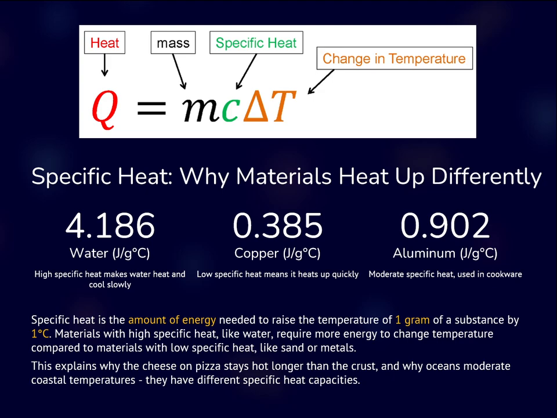Think to yourself, on a beach, sand heats up faster than the water does because it has a lower specific heat. When you eat a pizza, the cheese stays hot longer than the crust because the cheese has a higher specific heat. Oceans keep coastal areas temperate, meaning kind of a medium temperature, due to the water's high specific heat capacity, which means it resists sudden changes.